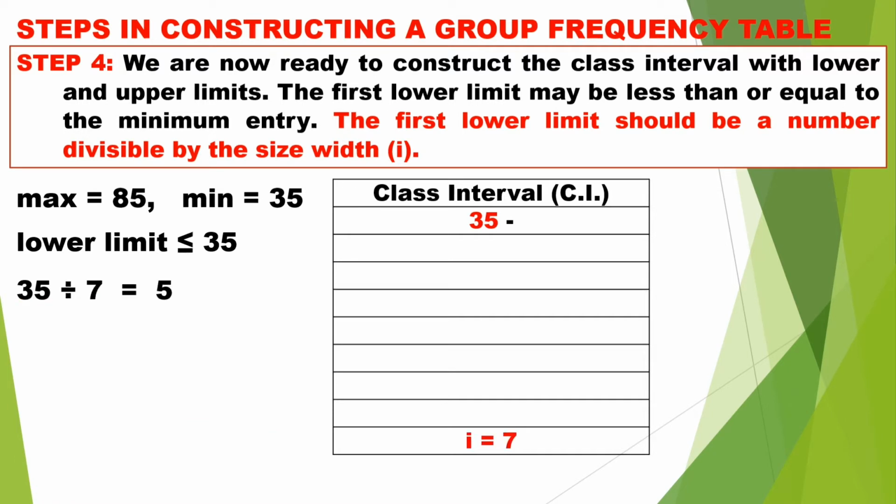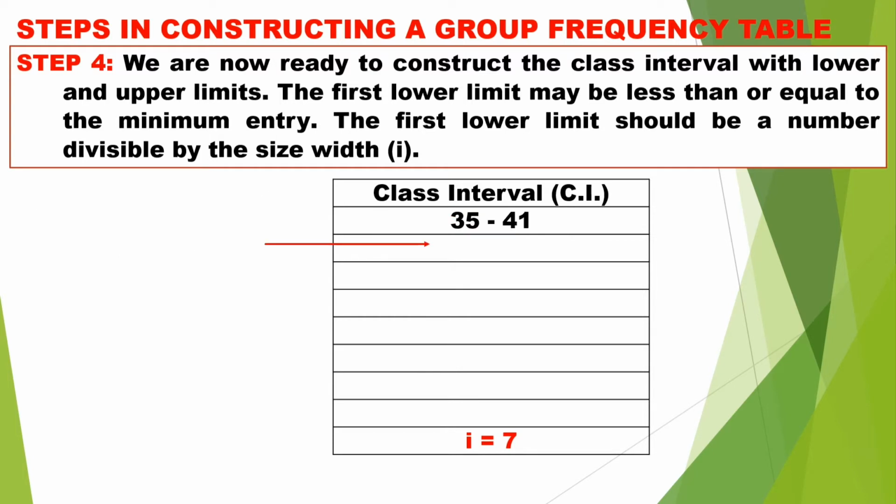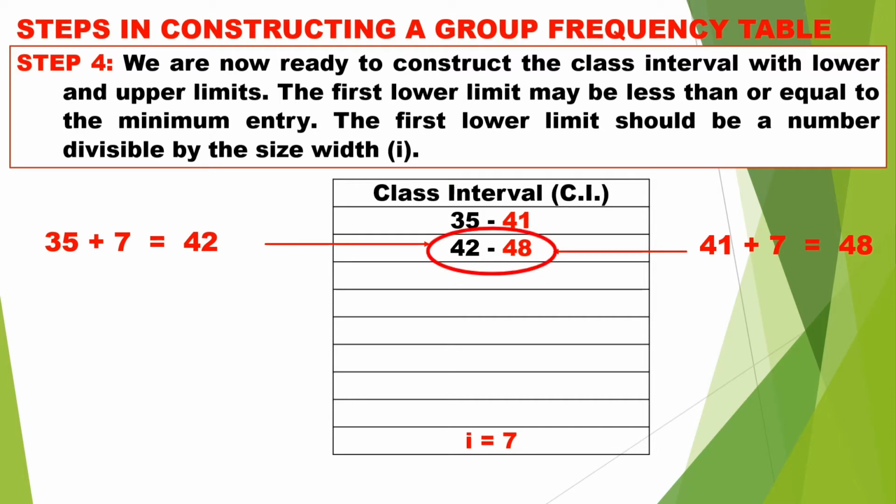Since the class width is 7, our class interval will be 35, 36, 37, 38, 39, 40, and 41. Or, the first class interval is 35 to 41. To get the next interval, and since the class width equals 7, we will add to the lower limit 35 plus 7 equals 42. Same what we will do to the upper limit. We will add 7 to 41 equals 48. So, our second class interval is 42 to 48.